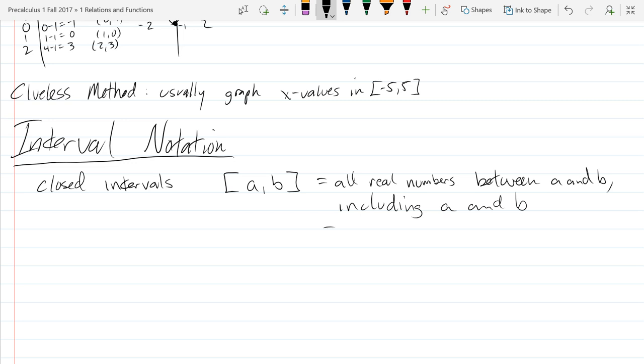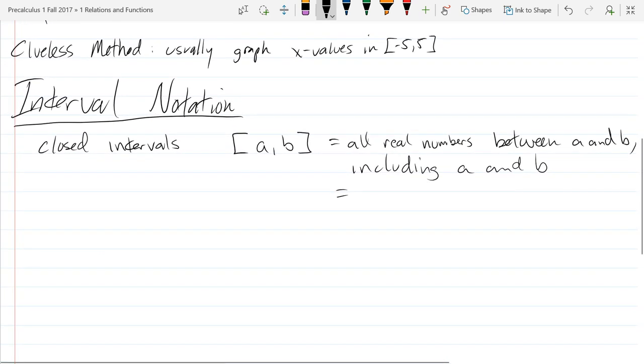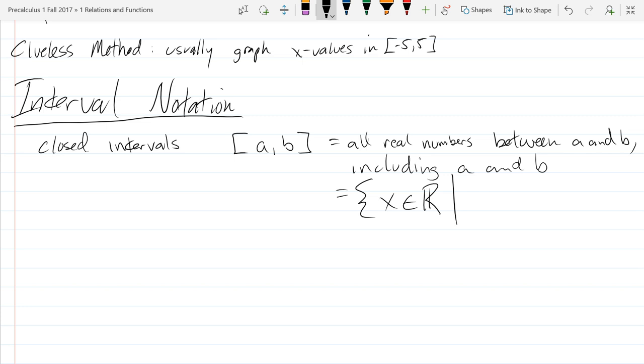And if you are comfortable with set builder notation, which we're not going to use too often in this class, but if you want the set builder notation, it looks like x, so all real numbers x such that A is less than or equal to x is less than or equal to B. So that would be a way to write it out in set builder notation.